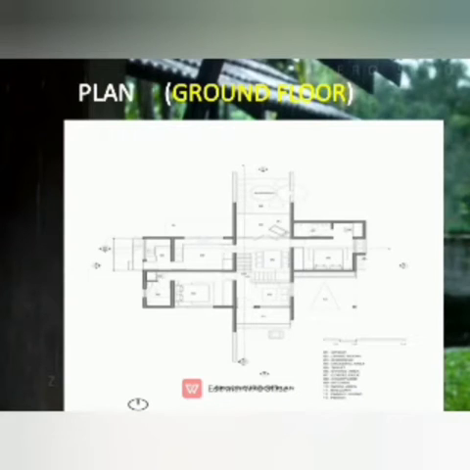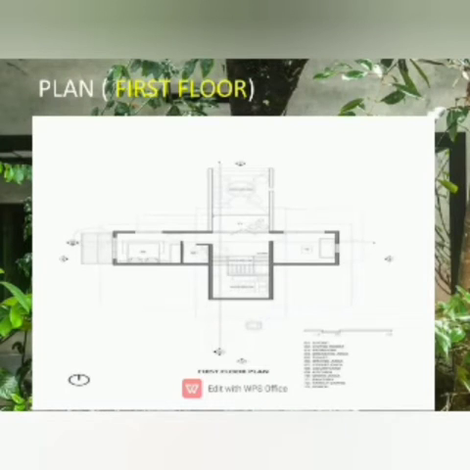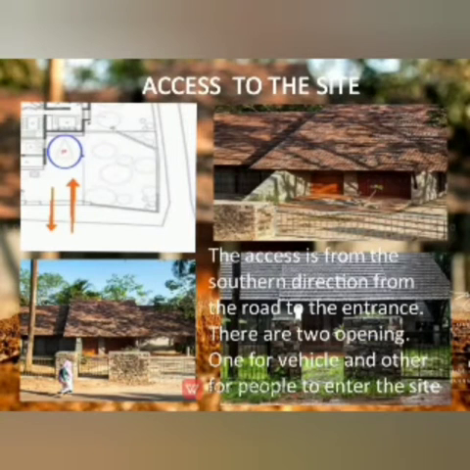It is the ground floor level plan. This is the first floor plan of the residence. The site is accessed from the southern direction from the road. There are two openings, one for the vehicle and the other for the people.